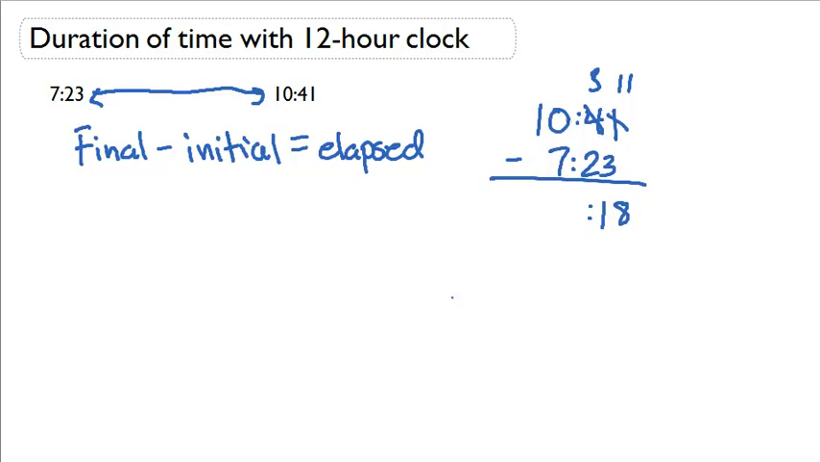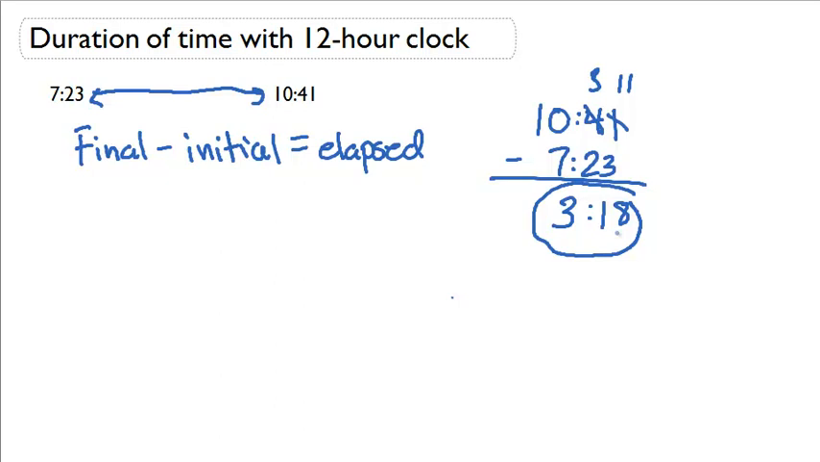Let's move on to the hours. 10 minus 3. Oh, that's so difficult. I think the answer is 3. But just to check, 3 plus 7 does equal 10. So I'm done. So my duration of time between 7:23 and 10:41, the elapsed time between those two time points, is 3 hours and 18 minutes.